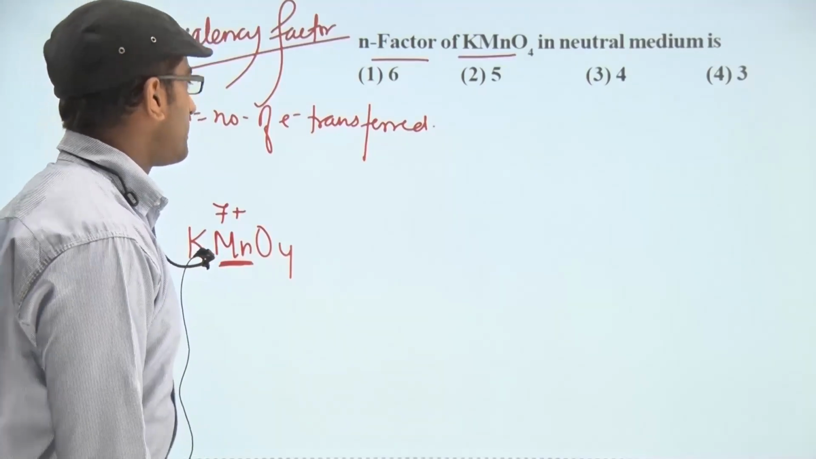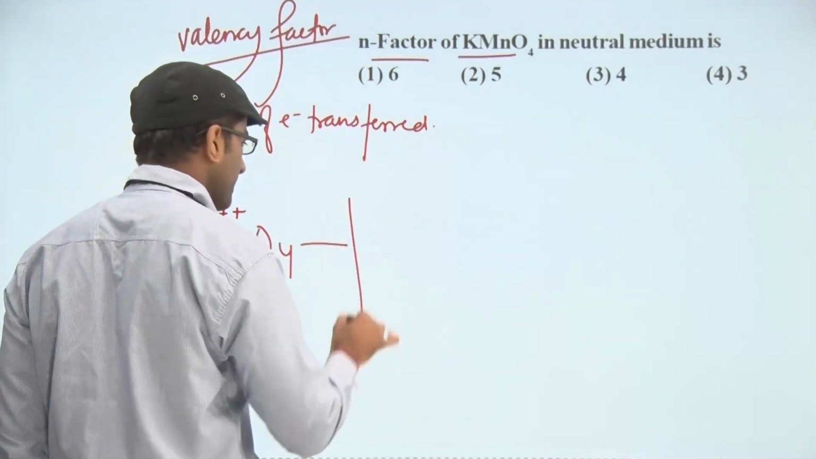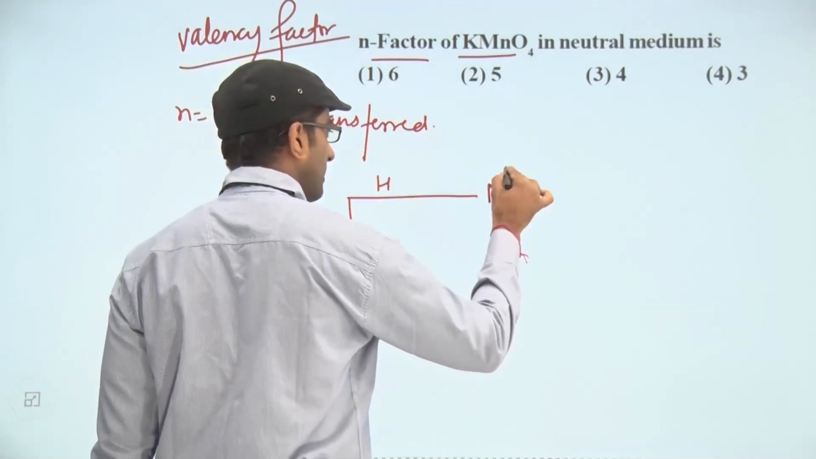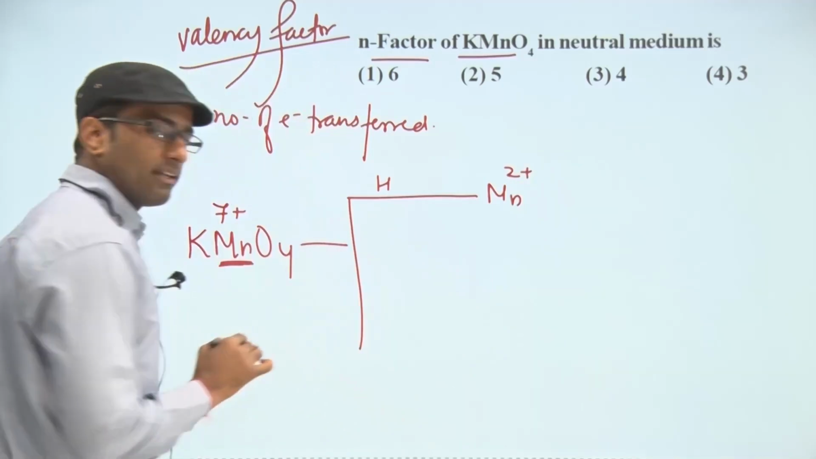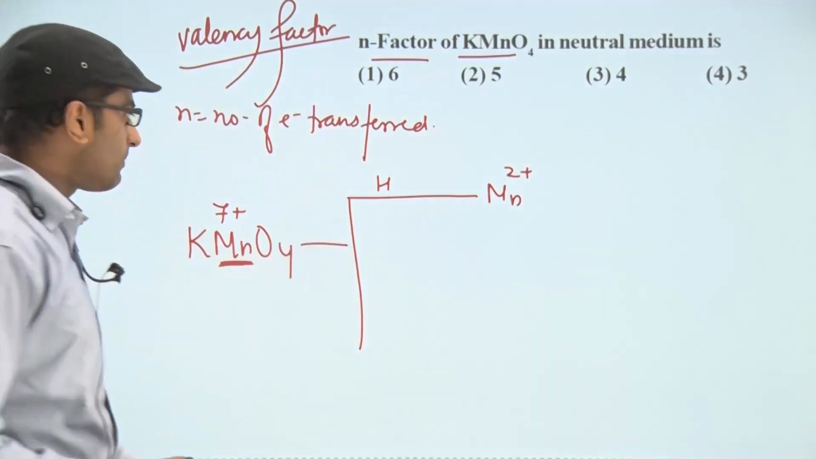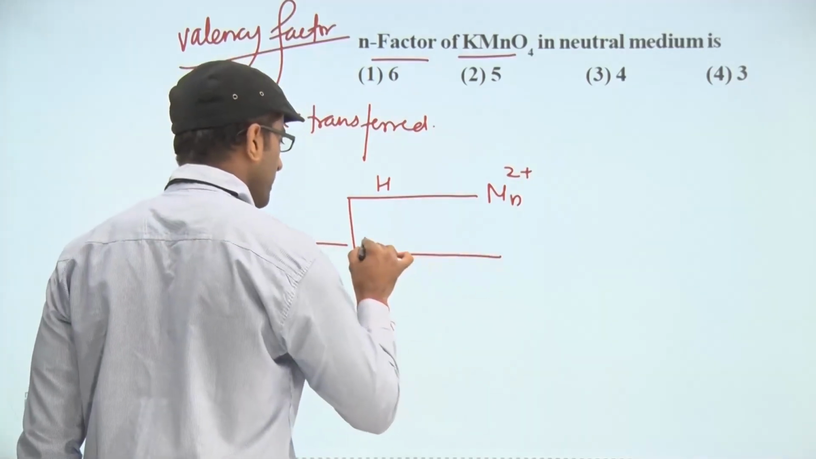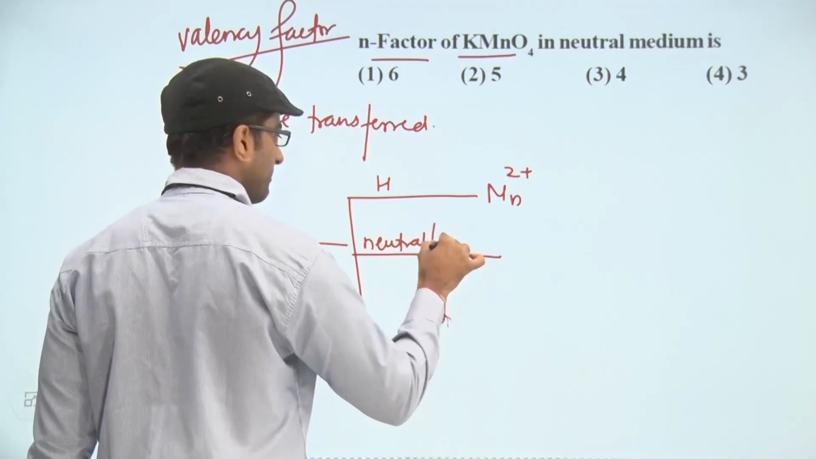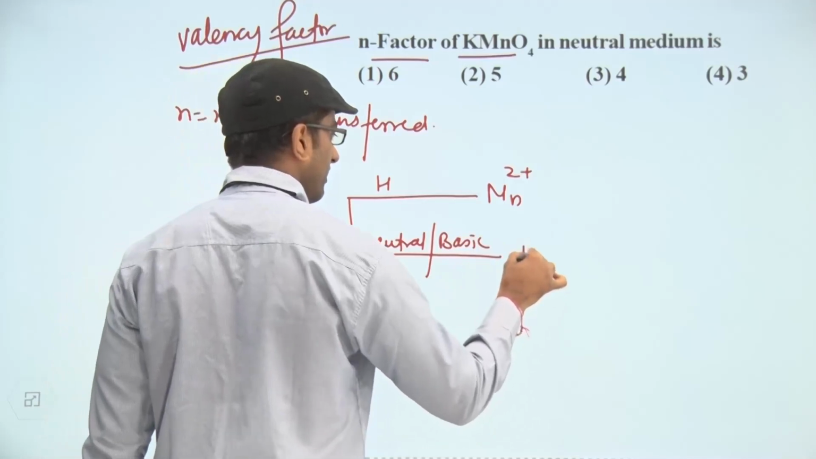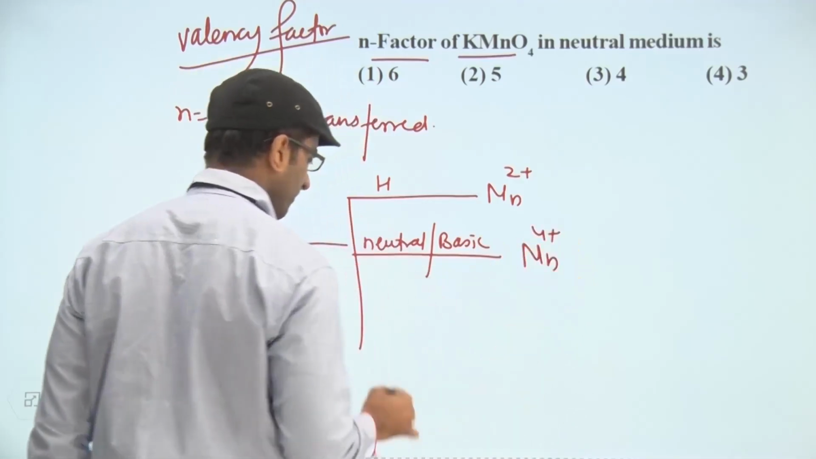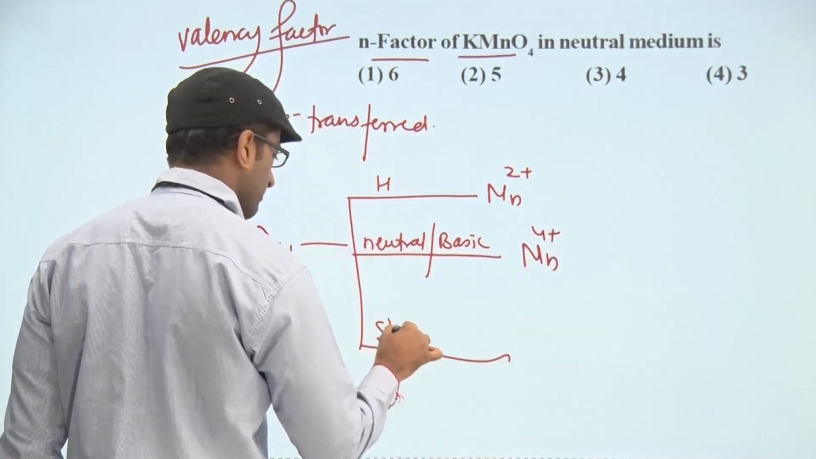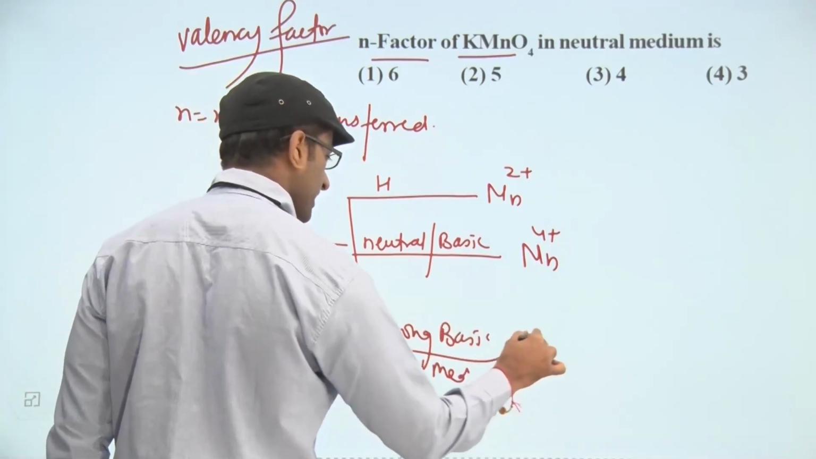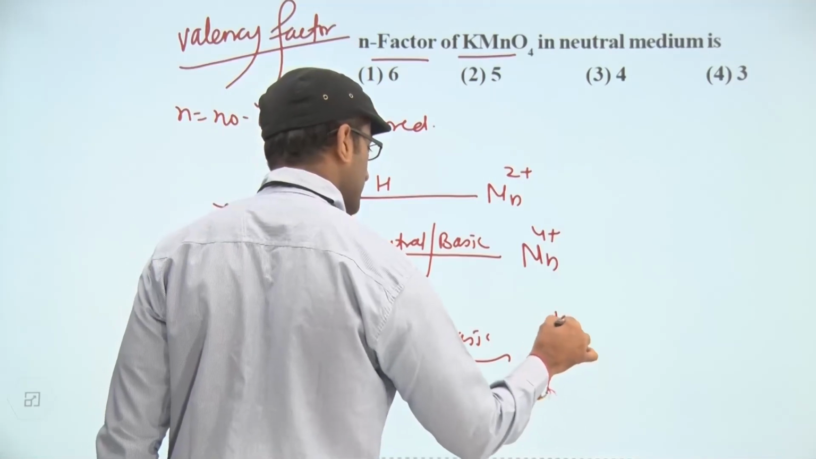In an acidic medium, KMnO4 will convert into Mn plus 2, from plus 7 to plus 2. Next, in a neutral medium, or you can say in the weakly basic medium, it will convert into Mn plus 4, and in a strong basic medium, it will convert into Mn plus 6.